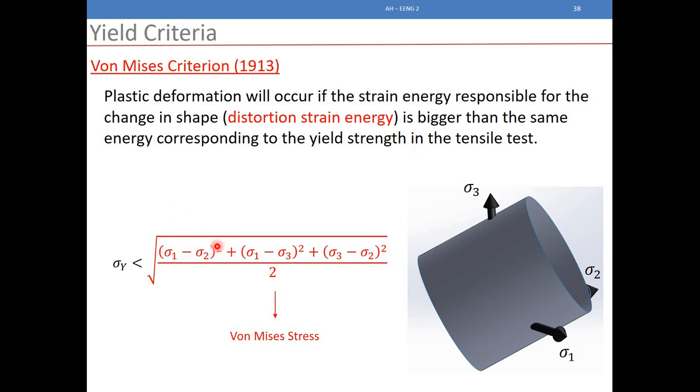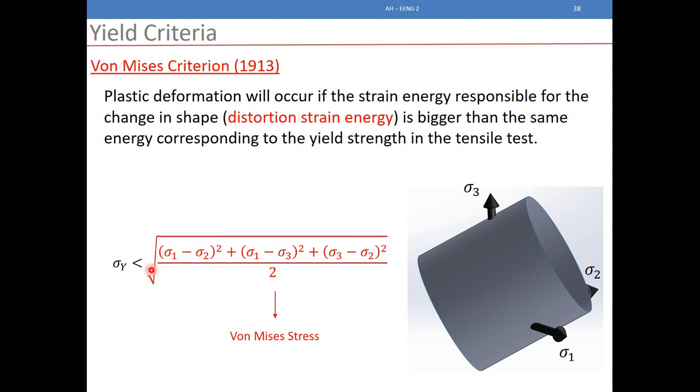Now to summarize, the final result will be like this. After we find the principal stresses, we find what we call the equivalent stress: the square root of sigma 1 minus sigma 2 squared plus sigma 1 minus sigma 3 squared plus sigma 3 minus sigma 2 squared, over 2. We compare it to sigma y. That's to summarize very quickly. That's what we need to understand. After we find the principal stresses, we find this value and compare it to the yield strength. If this value is greater than sigma y, this means that we will have plastic deformation. If it was less than sigma y, we will not have plastic deformation.